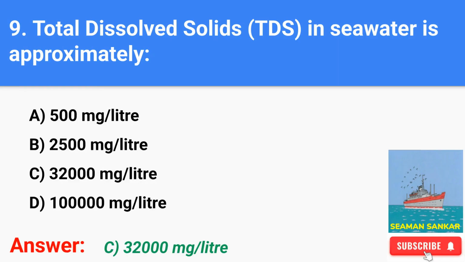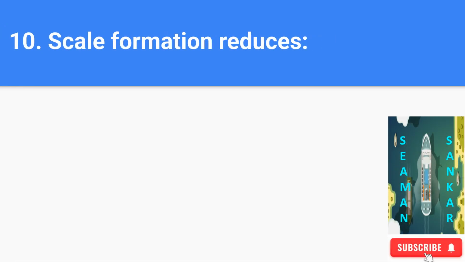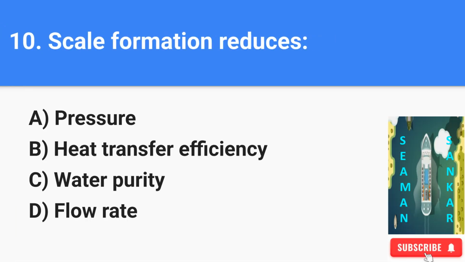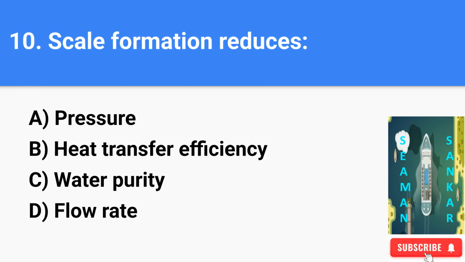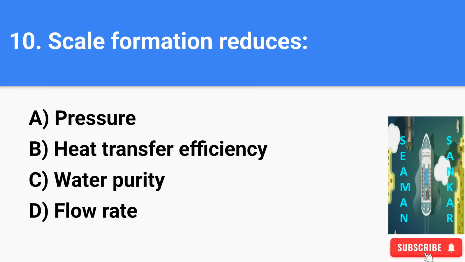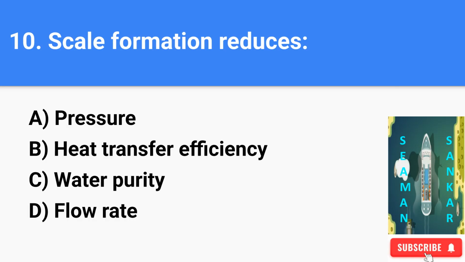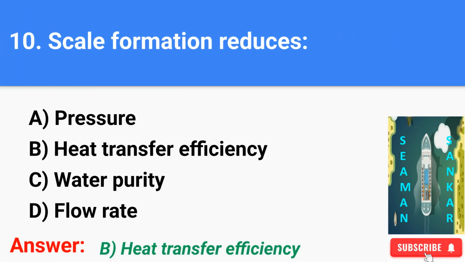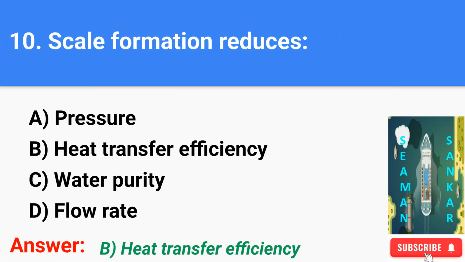32,000 milligrams per liter. Question 10. Scale formation reduces A. Pressure, B. Heat transfer efficiency, C. Water purity, or D. Flow rate. Scale formation primarily reduces B. Heat transfer efficiency, hindering the evaporator's performance.